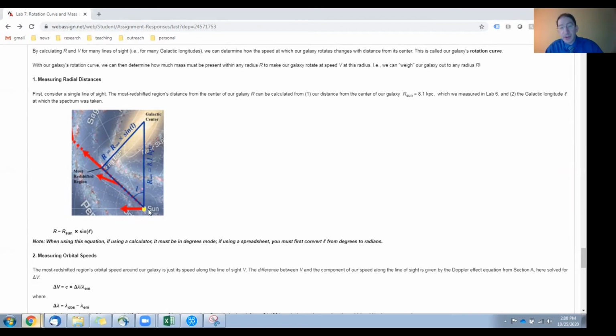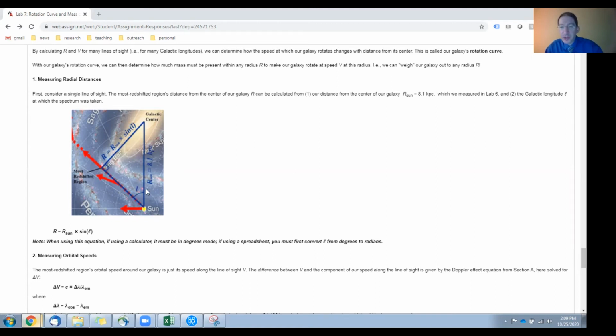In the previous lab, we measured the distance between the Sun and the center of the galaxy, and it was approximately 8.1 kiloparsecs. That's the length of the hypotenuse of this triangle. This angle here is the galactic longitude of this particular line of sight. Consequently, this side of the triangle, the distance of our special region from the center of the galaxy, is 8.1 kiloparsecs times the sine of the galactic longitude.